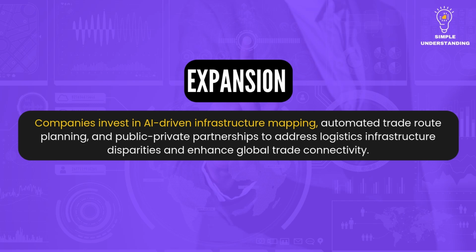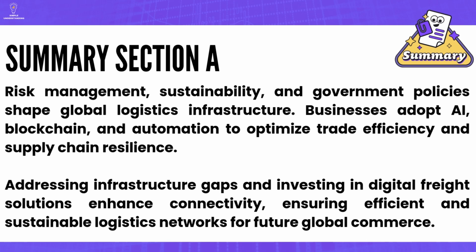Expansion. Companies invest in AI-driven infrastructure mapping, automated trade route planning, and public-private partnerships to address logistics infrastructure disparities and enhance global trade connectivity. Summary. Risk management, sustainability, and government policies shape global logistics infrastructure. Businesses adopt AI, blockchain, and automation to optimize trade efficiency and supply chain resilience.